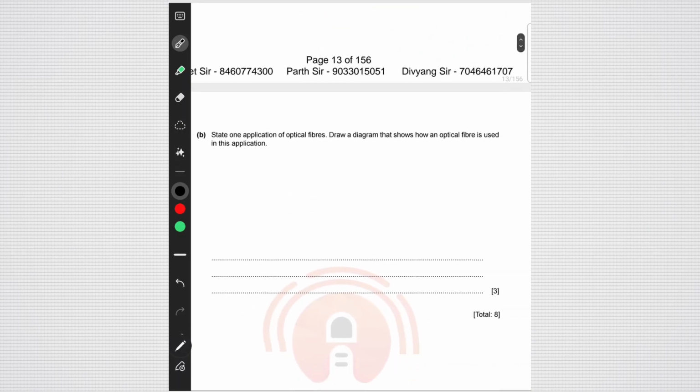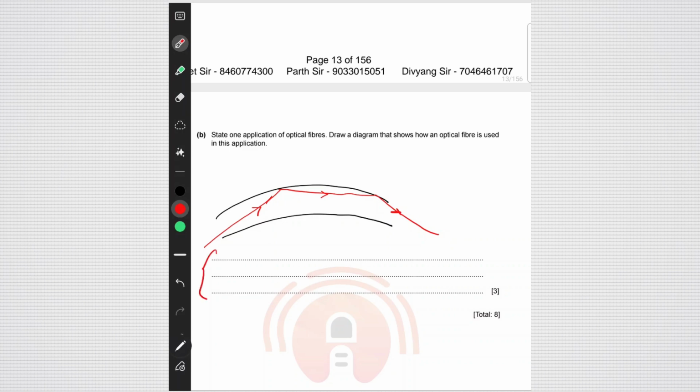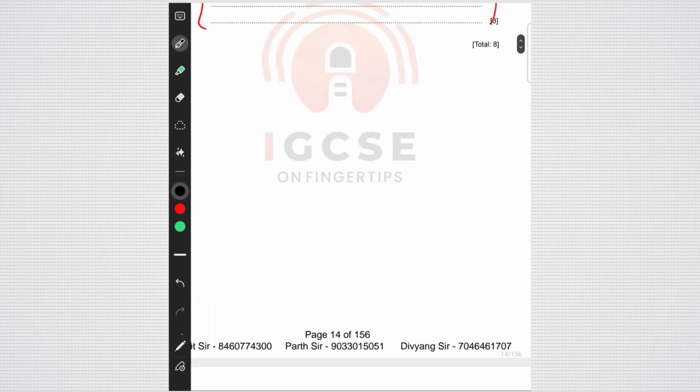State one application of optical fiber. Draw a diagram to show how optical fiber is used in this application. So you draw this diagram and then you show total internal reflection. See, even if it goes through this end, it is total internal reflection. You can show this also and then copy paste the same thing we have done in the previous question.